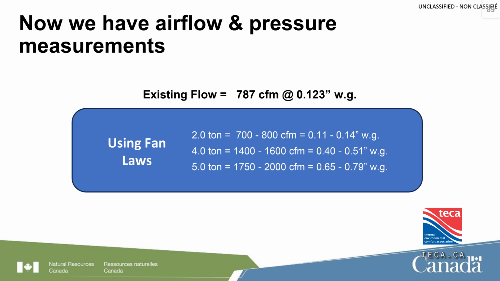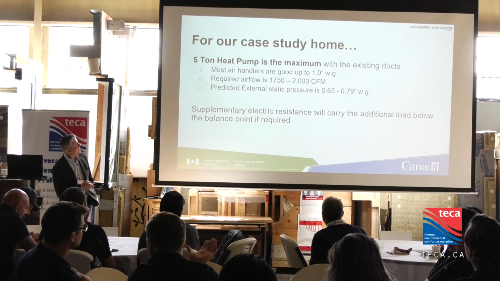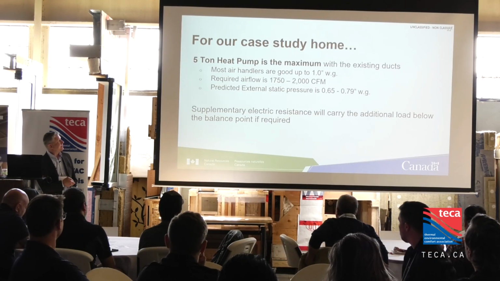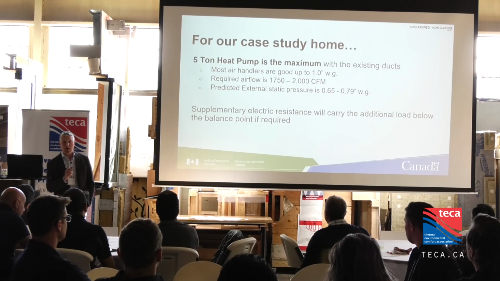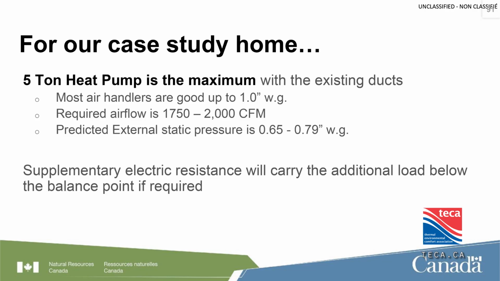So with this, we were able to see that using fan laws of 400 CFM per ton, we are able, for this particular home, to come across with a maximum 5-ton heat pump, because the external static pressure would allow us to get there, since we can go up to about 1 inch water column. So again, just with the ducting, that'd be the maximum size of heat pump. We're not saying that's the proper size for this, but that is a maximum.